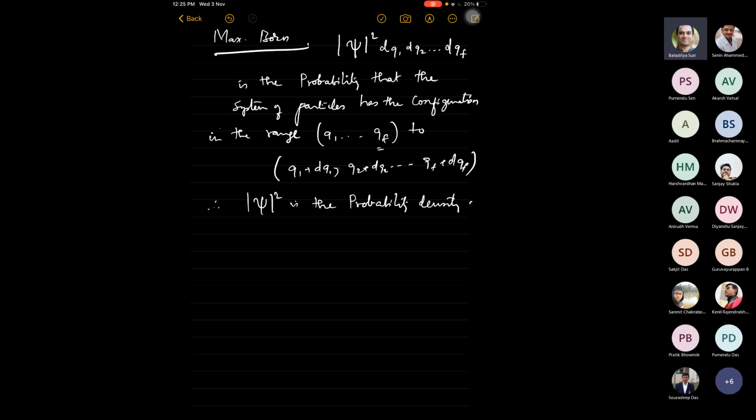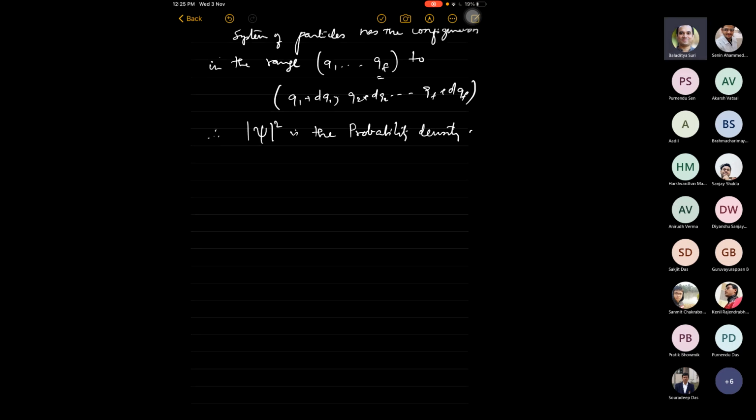But then what is this probability density of? It is the probability density that particle 1 has coordinate q1, particle 2 has coordinate q2, and so on. It's like a joint probability density of all the f particles having those f coordinates. Well, f need not be the total number of particles. f could be 3 times the number of particles, in which case this gives you the probability that particle 1 has coordinates x1, y1, z1, particle 2 has coordinates x2, y2, z2, and so on and so forth. So that is the meaning of the Schrodinger's wave function. Now let us look at how to set up the problem.